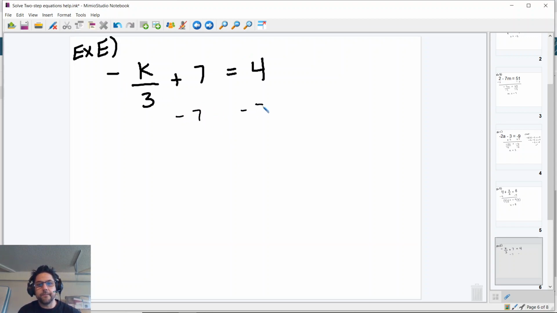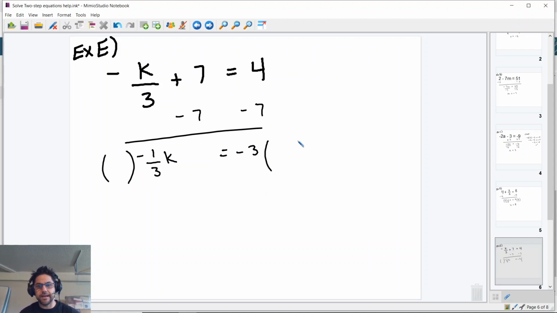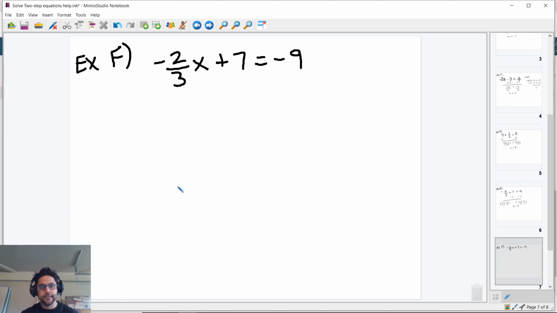Subtract 7 on both sides. So if you'd like to, you can change it to negative 1/3 k is equal to 4 subtract 7, which would be a negative 3. Going to multiply both sides by the reciprocal, negative 3 over 1. So it means k is going to be equal to positive 9. Again, you could check it if you'd like to. Just a few more.